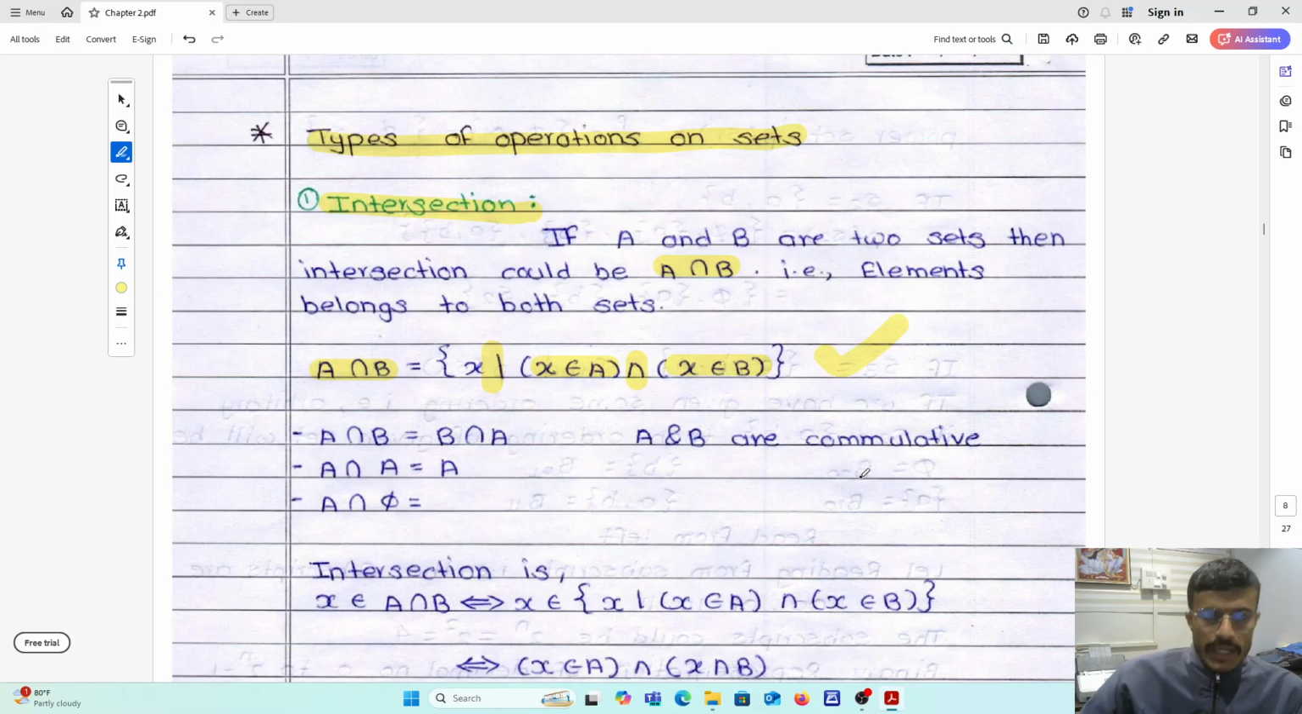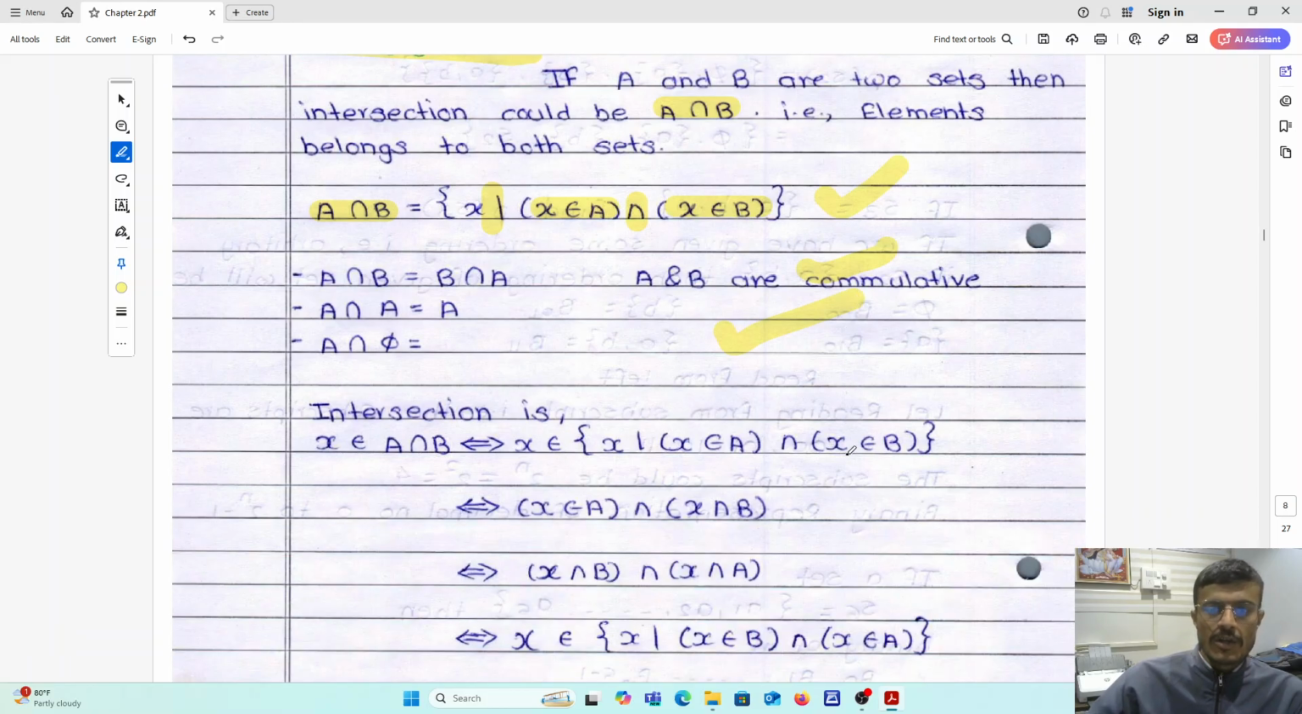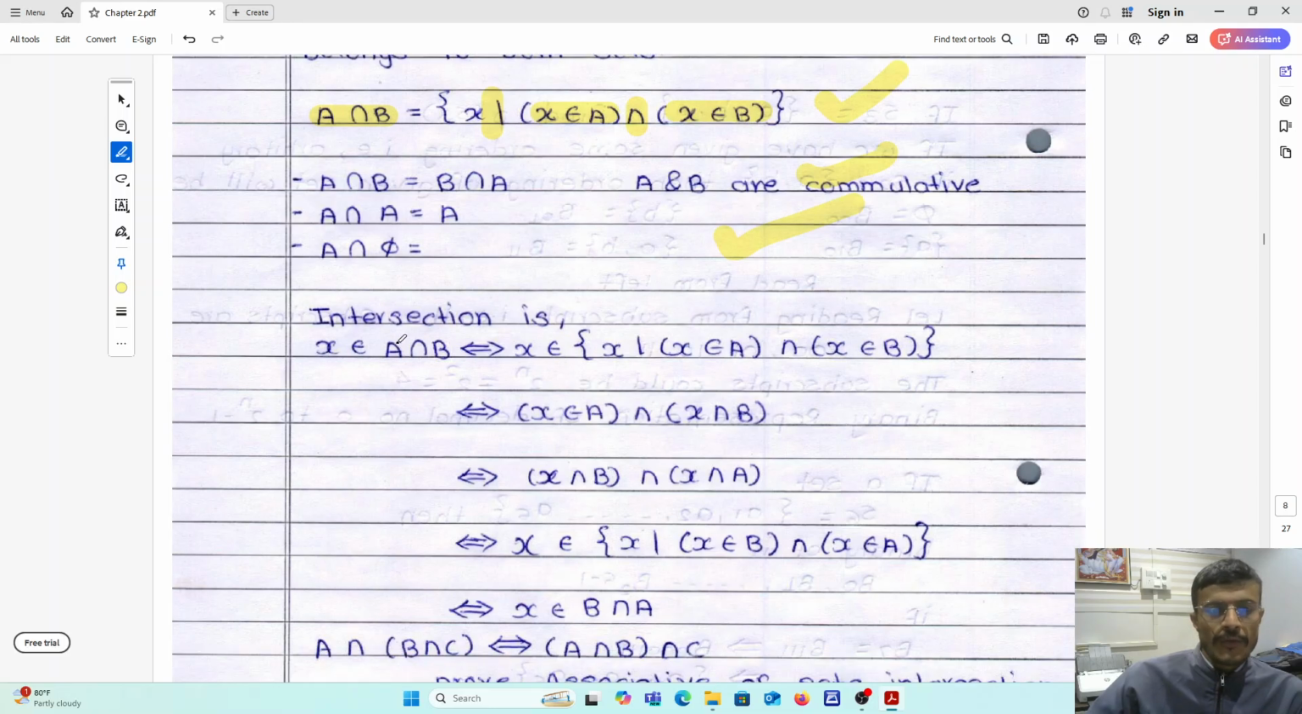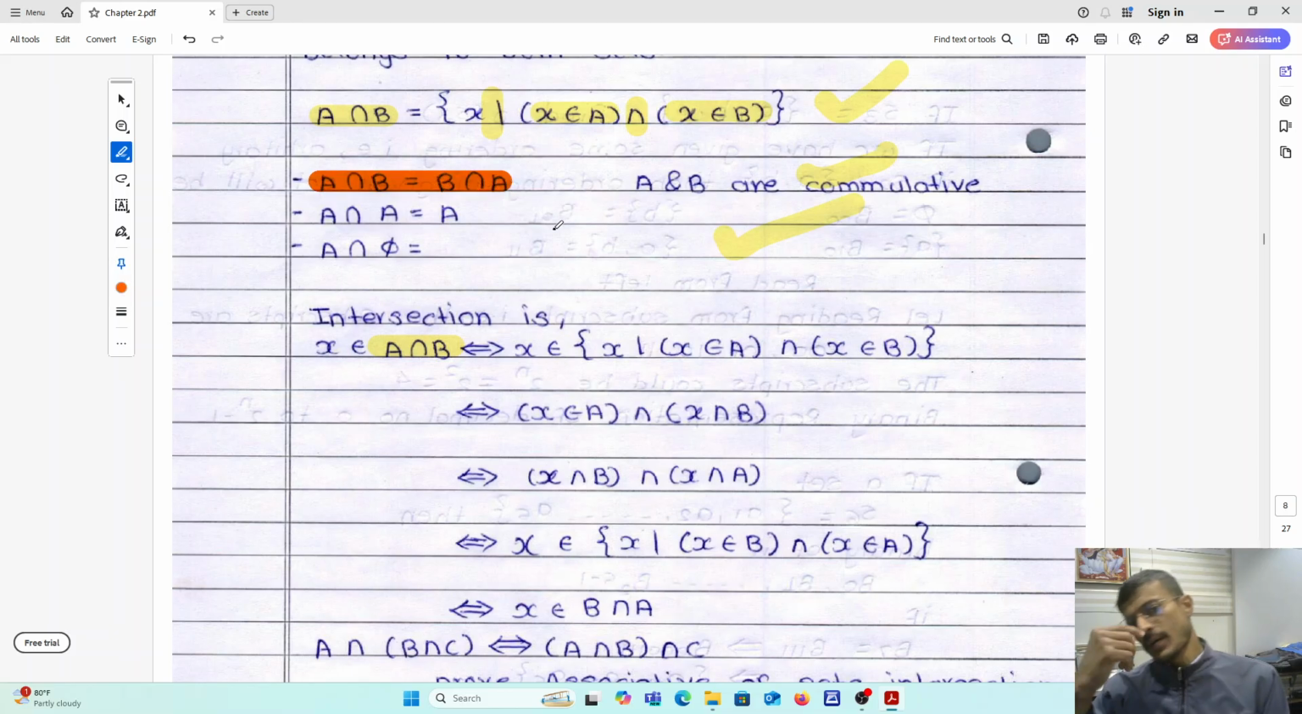Intersection follows the commutative law as well as the associative law. So you have to show that it follows commutative law. Commutative law means what? You have to show that A intersection B is equal to B intersection A. So that is our aim for the commutative law.